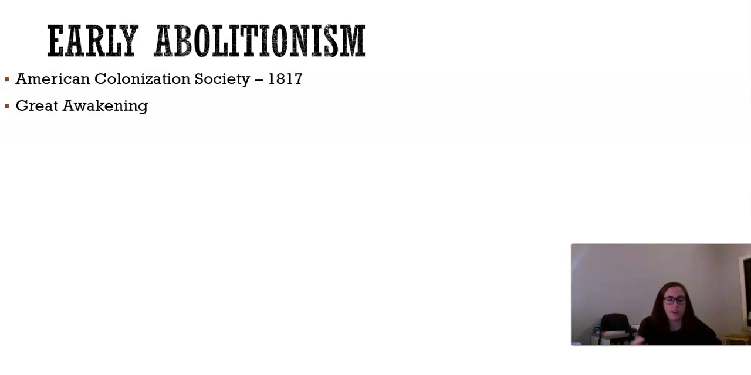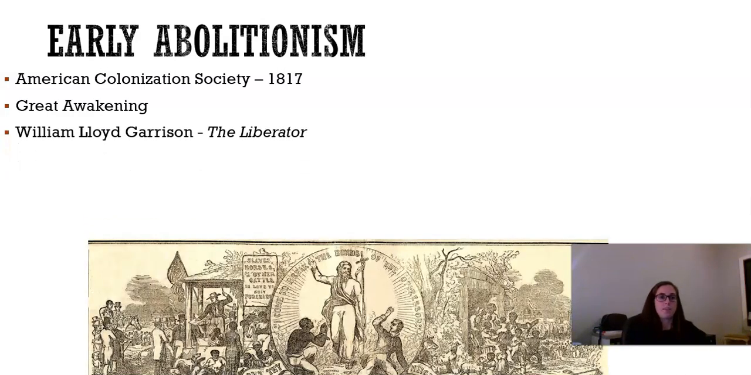We already talked about this, the Great Awakening. Obviously, the Great Awakening and the religious movement that happened spurred on abolitionism, right? Used the Bible to argue that slavery was not okay. And it really sparked abolitionism even stronger. And so now you get a couple different ideas here as well. William Lloyd Garrison is known for writing the Liberator newspaper.